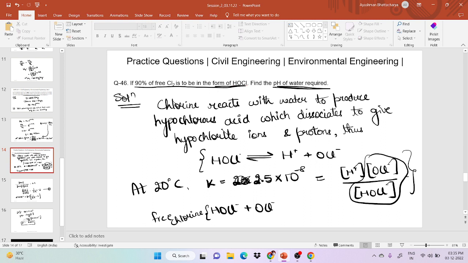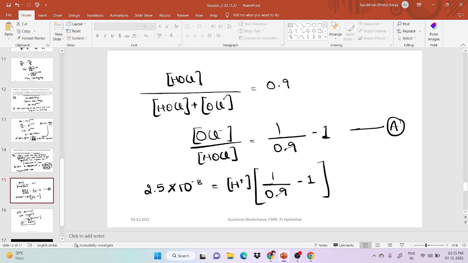So if 90% means it is in the form of HOCl, so basically in fraction we can write HOCl divided by free chlorine, total chlorine, is equal to 0.9. So from here, if you write this equation in this form, OCl minus and HOCl, it is just a normal mathematical equation. We have to solve this, and it came to a value of 1 upon 0.9 minus 1. So we got this now.